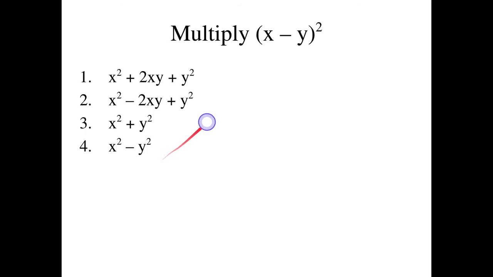Okay, so moving right along, let's check this. What do you think this answer will be? I'll give you a second, or pause the video if you want to try to get it. Notice we're going to have 3 terms. You're always going to have 3 terms when you square a binomial like this. All right, so hopefully you got answer choice 2.